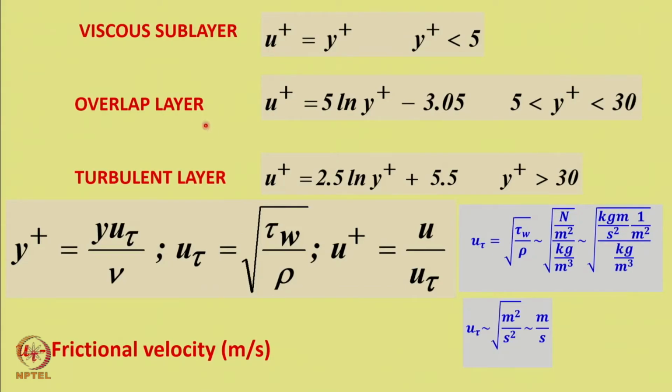So then we said the viscous sublayer can be represented with u plus equal to y plus, for y plus less than 5, and the overlap layer u plus equal to 5 log of y plus minus 3.05, for y plus between 5 to 30, and the turbulent layer is u plus equal to 2.5 log of y plus plus 5.5 for y plus greater than 30, and u plus is nothing but u by u tau. U tau is frictional velocity. We showed yesterday that the unit of u tau reduces to meters per second, and y plus is y u tau by nu. We showed that this is non-dimensional. So this is called universal velocity profile.